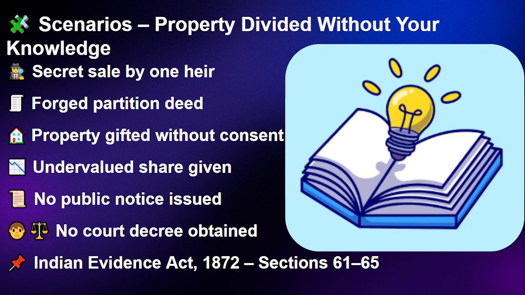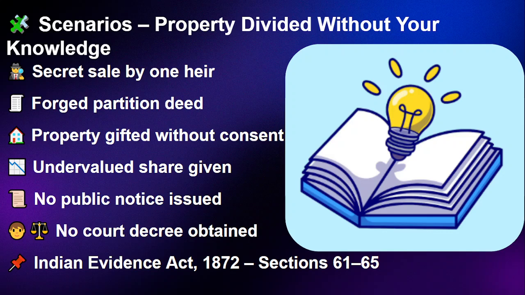Let's explore what happens when ancestral property is divided without your knowledge. One common scenario is a secret sale by a sibling or relative. Sometimes, a forged partition deed is created to show fake consent. Property may be gifted or transferred without informing all stakeholders. You might receive an undervalued share or be excluded entirely.